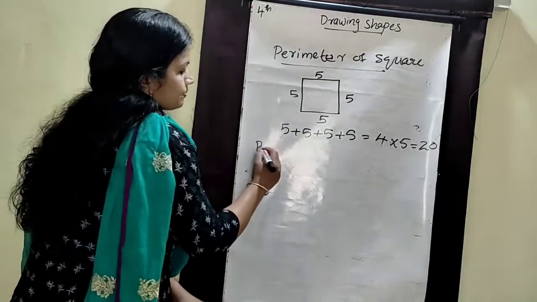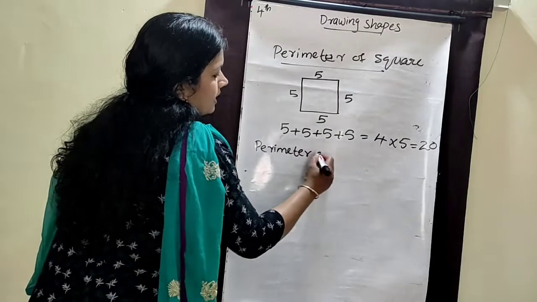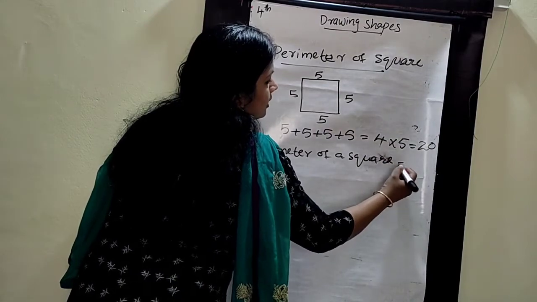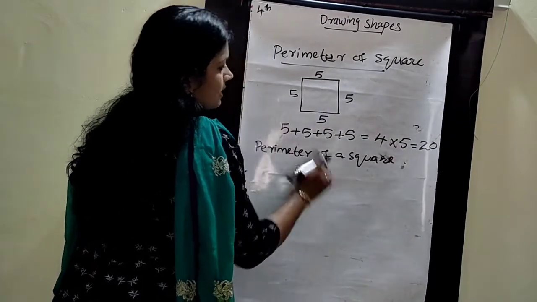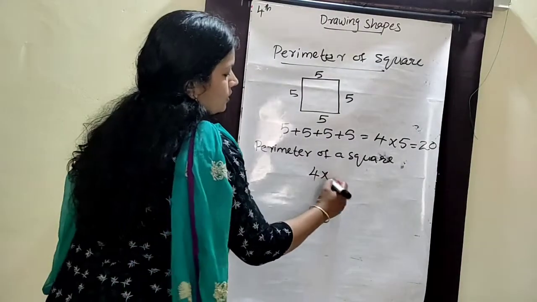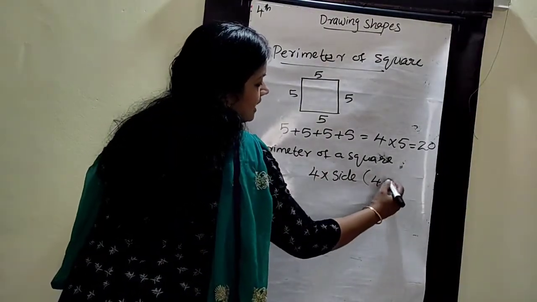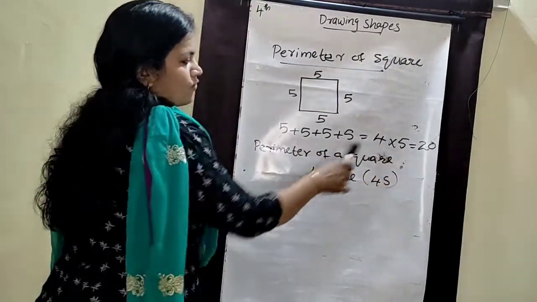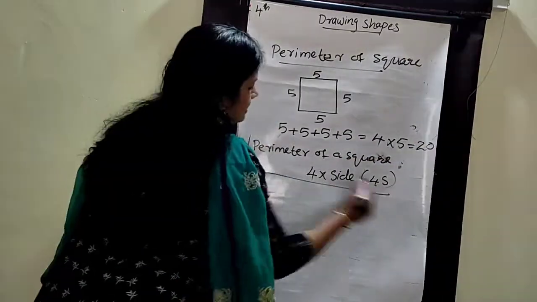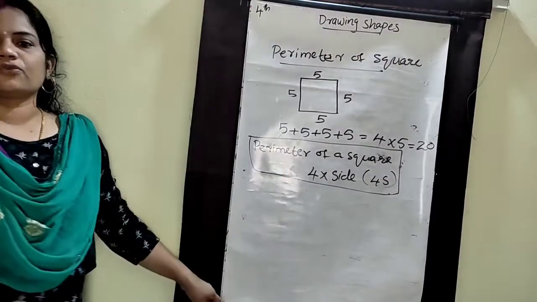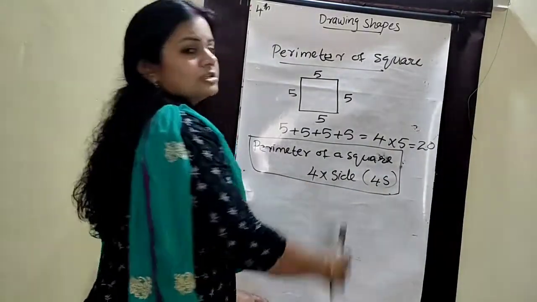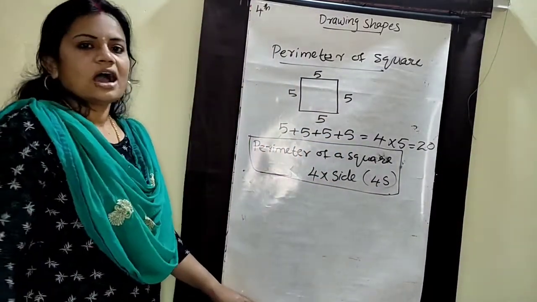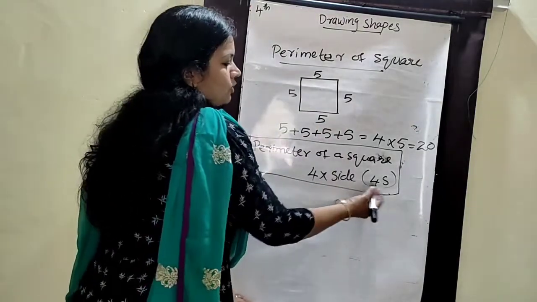So we can write: perimeter of a square is equal to, the square has how many sides? 4 sides. 4 into side. Side means one side, which is equal to 5. 4 into 5 is equal to 20. This is the equation of the perimeter of a square: 4 into side, 4s. S means side. Understood? So the perimeter of a square is equal to 4 into side.